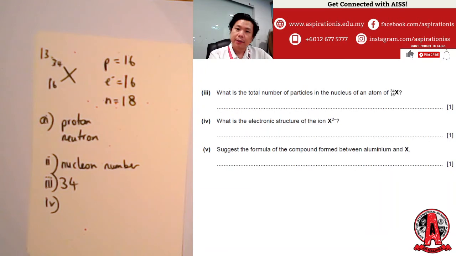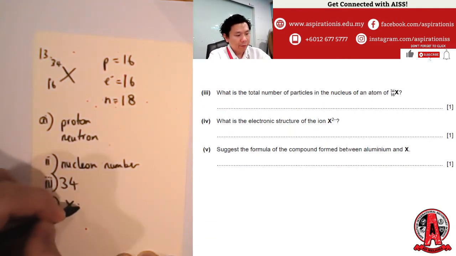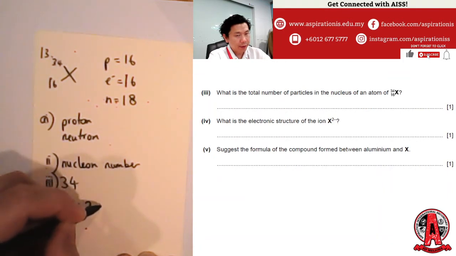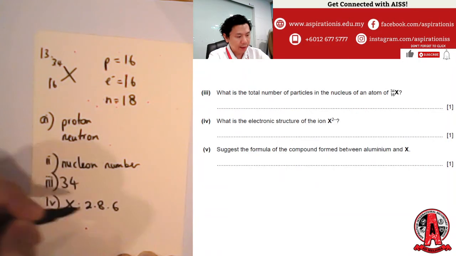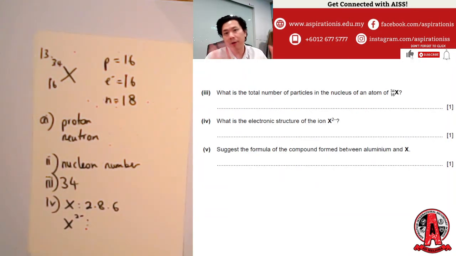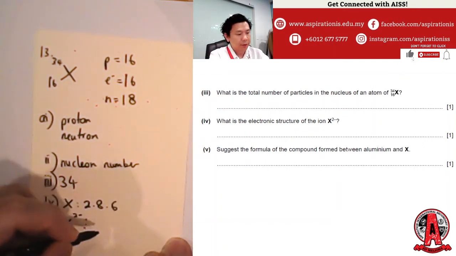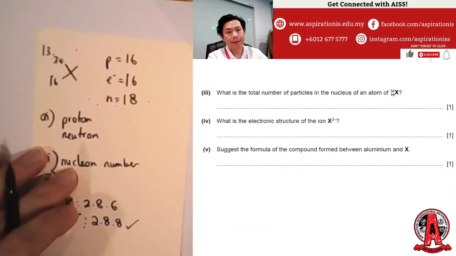What is the electronic structure of the ion X2 minus? You know that the electronic configuration of the atom of X is 2.8.6. So X2 minus means that you are more negative, means you have accepted electrons. How many more? 2. So the electronic configuration is 2.8.8.